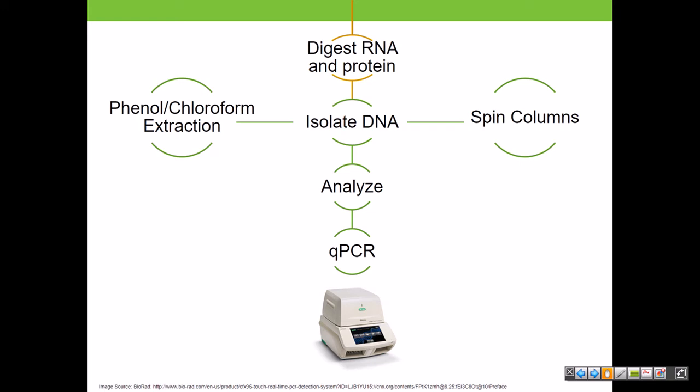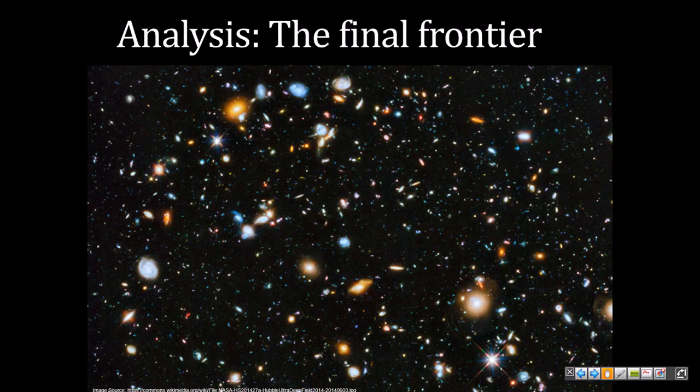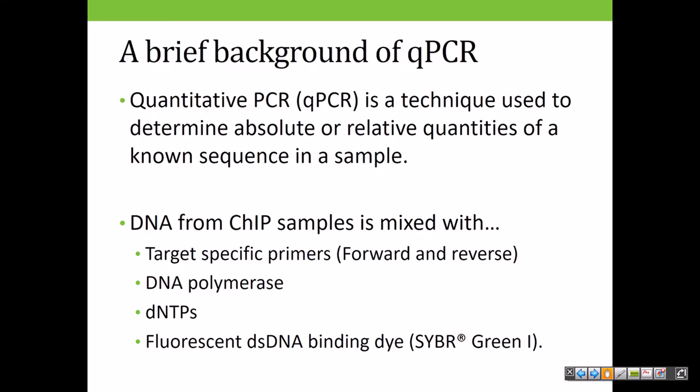And now we're going to move on to the analysis. Analysis, the final frontier. We're almost there. So a very brief background on qPCR. Quantitative PCR is a technique used to determine the absolute or relative quantities of a known sequence in a sample. So this is the advantage and disadvantage: you have to have an idea of what you're looking for when you do qPCR.